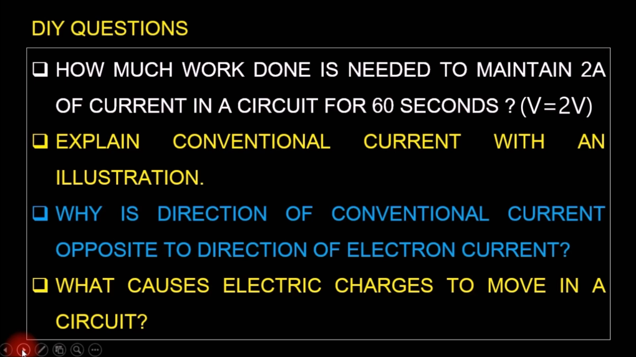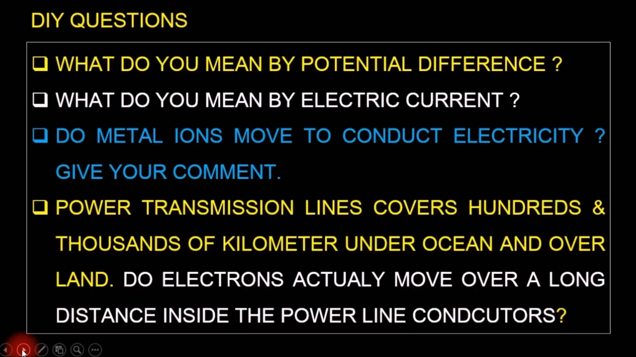Explain conventional current with an illustration. Why is direction of conventional current opposite to direction of electron current? What causes electric charges to move in a circuit? What do you mean by potential difference? What do you mean by electric current? Do metal ions move to conduct electricity? Give your comment. Power transmission lines cover hundreds and thousands of kilometers under ocean and over land. Do electrons actually move over such a long distance inside the power line conductors?